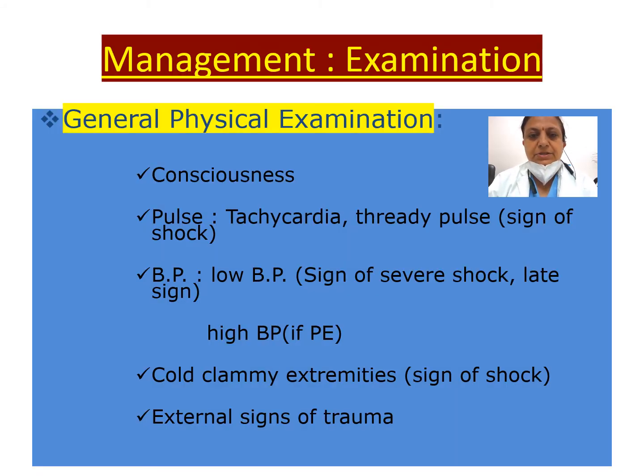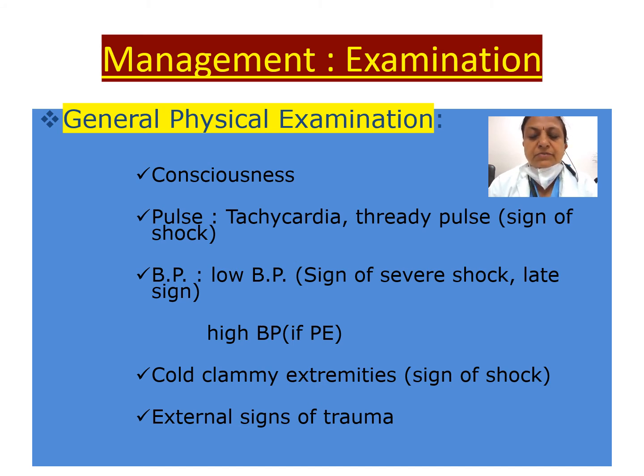Next is examination, general physical examination. The patient is usually conscious. The pulse is tachycardic and thready, which is a sign of shock. Blood pressure is low, again a sign of severe shock. And high BP may be present in preeclampsia, so one may get confused whether there is a sign of shock or the patient is hypertensive. Look for the pulse. Look for the extremities. Cold, clammy extremities are again a sign of shock, and look for external signs of trauma.